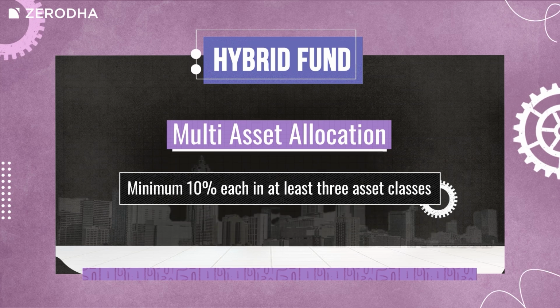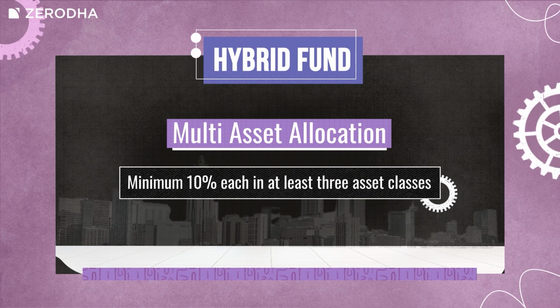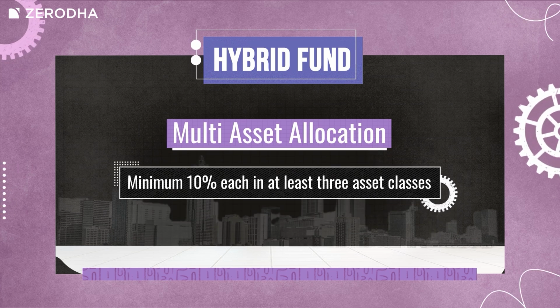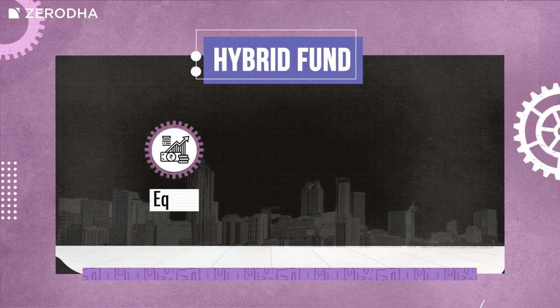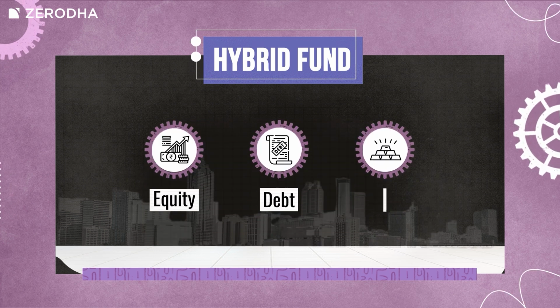There's another type of hybrid fund called multi-asset allocation. In this, there's a minimum of 3 asset classes: equity, debt, and it's usually gold as the third asset class. The classification requirement is that there needs to be a minimum of 10% in each one of these. It could be equally or it could be weighted towards one or the other. Doesn't matter. It needs to have 3.